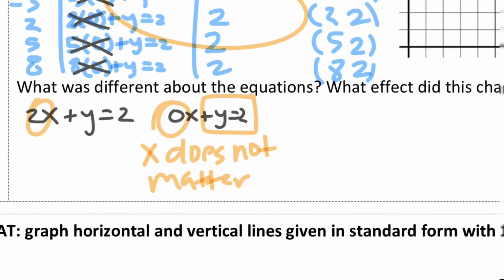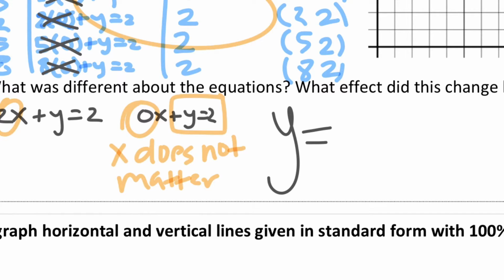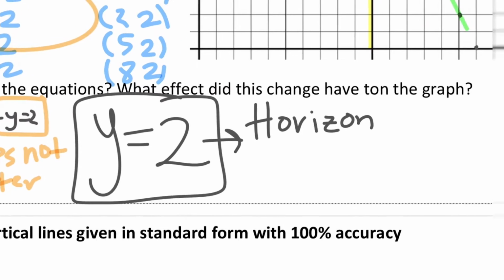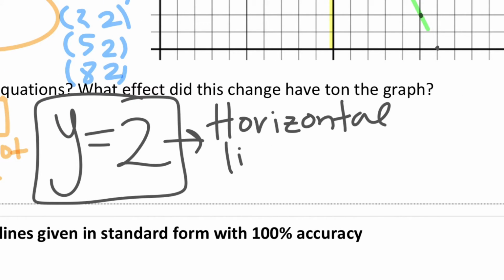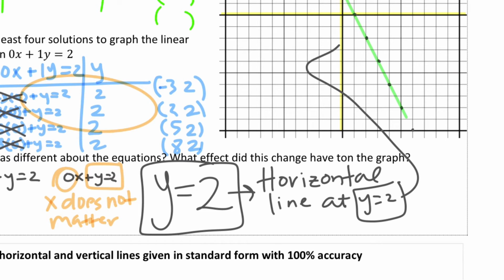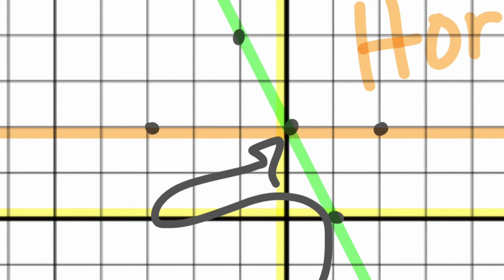Okay, so we end up with this kind of smaller equation if we get rid of the x, because anything times 0 is 0. We end up with a small equation, y equals 2. And we can see from the graph that this gives us a horizontal line at y equals 2. And what I mean by this is that it's actually going through the y-axis at the point (0, 2). Okay?